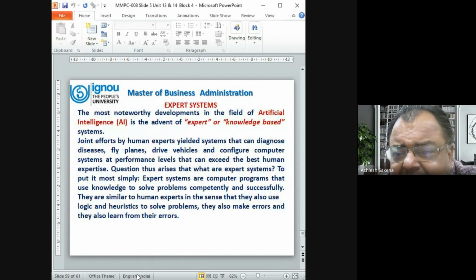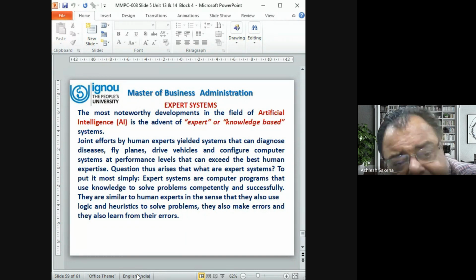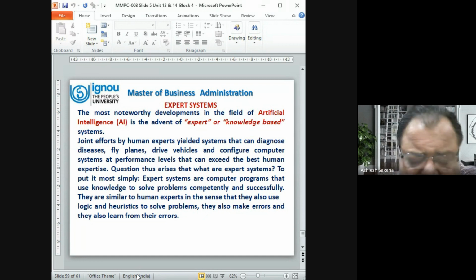We normally say that we can find anything on Google. How is that possible? Think. Expert systems. The most noteworthy development in the field of artificial intelligence is the advent of expert or knowledge based systems. Joint efforts by human experts yielded systems that can diagnose disease, fly planes, drive vehicles, and configure computer systems at a performance level that can exceed the best human expertise.